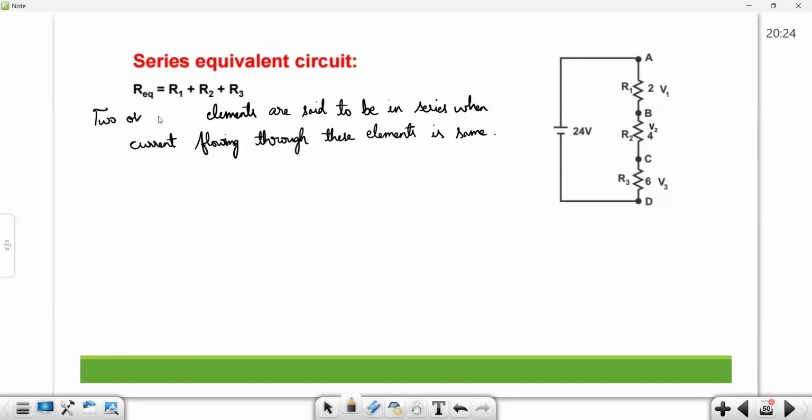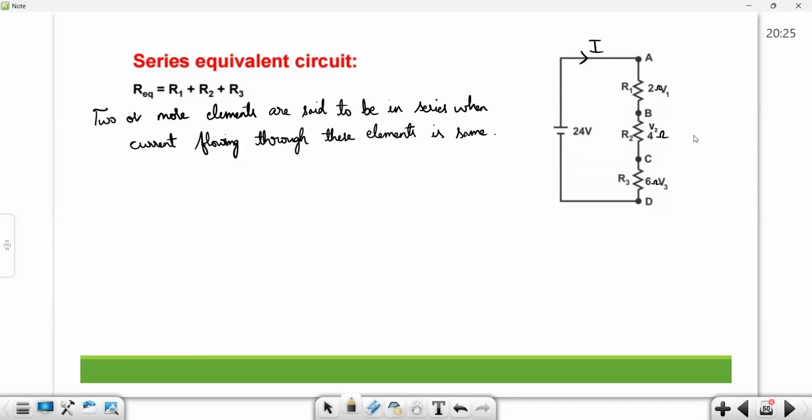Two or more elements are said to be in series when the current flowing through these elements is the same. Here, if you see, 24 volts is there, and the current I is flowing through R1, and the same current is flowing through R2, that is 4 ohm, and through R3, that is 6 ohm. You can see clearly the same amount of current is flowing. There is nowhere it is diverting. If the same amount of current is flowing, that means they are in series.